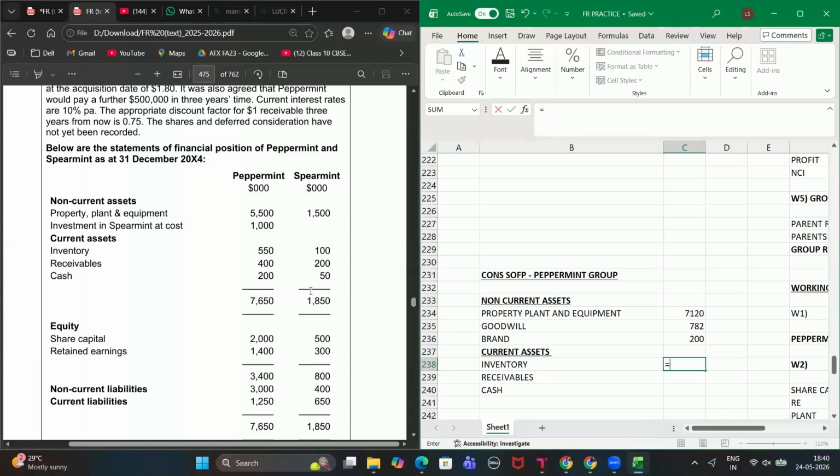So how much is the inventory? 550 plus 100. Are there any adjustments that need to be done in case of inventory? No, right? It's not mentioned in the question. What about receivables? Is there any adjustment to be made for receivables? No. What about cash? No. 200 plus 50.